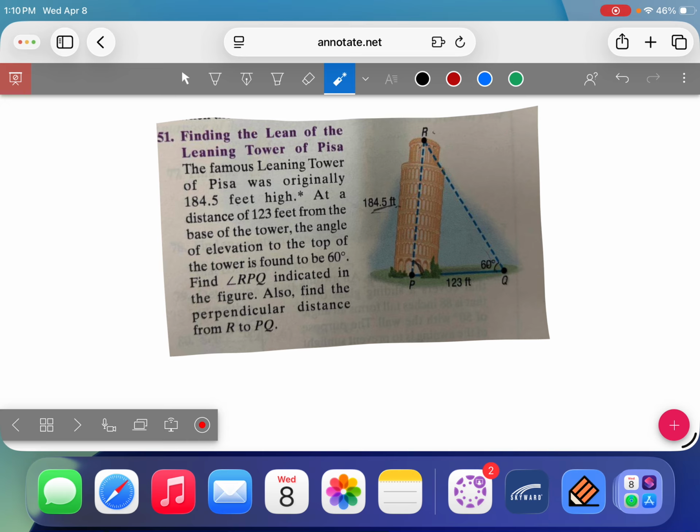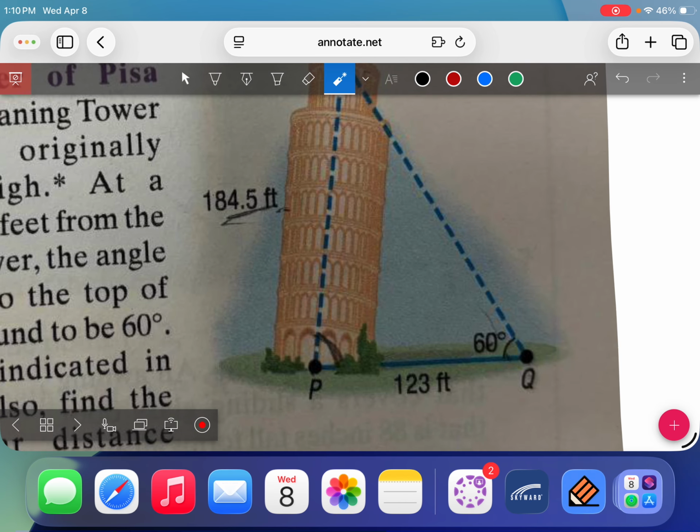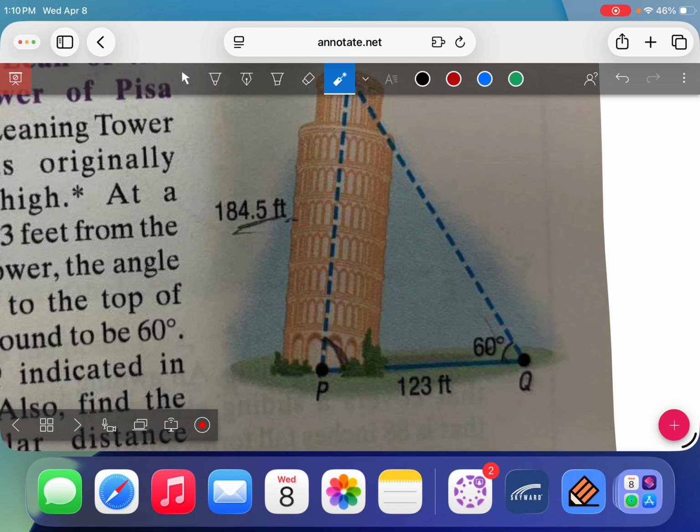So there is a famous Leaning Tower of Pisa. Pisa was originally 184.5 feet high. At a distance of 123 feet from the base of the tower, the angle of elevation to the top is found to be 60. So let me zoom in. I know it's super dark, but remember I told you that angle of elevation is always at the bottom. And it told us that this is 123, and we also have the distance here.